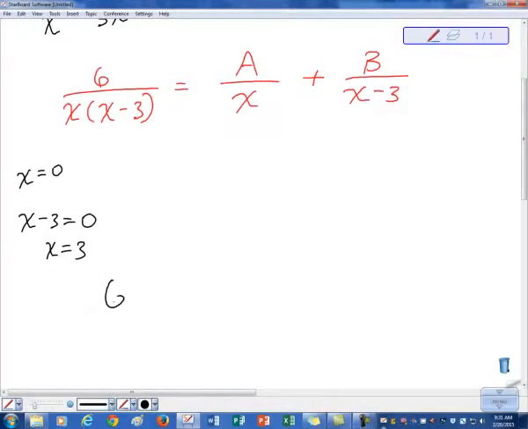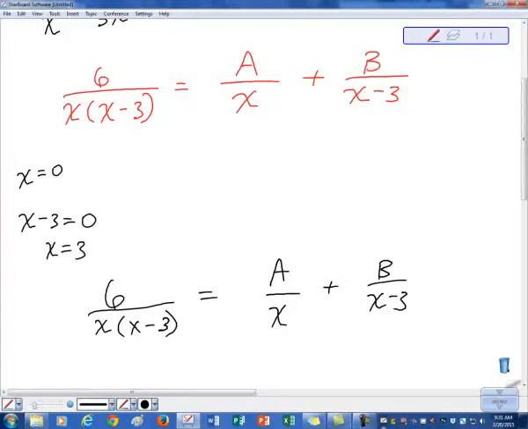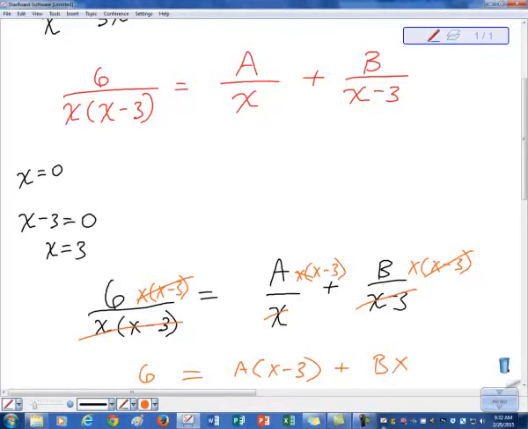So the first thing we're going to do here is multiply out the denominator, and it's easier to multiply it out when it's factored out. Here we'd multiply x times x minus 3 on the left, x times x minus 3, and x times x minus 3. So here the x times x minus 3 all cancel out, and so we just get 6 on the left side. And here the x's cancel out, and so we get A times parentheses x minus 3 plus, and here the x minus 3's cancel, and we get Bx.